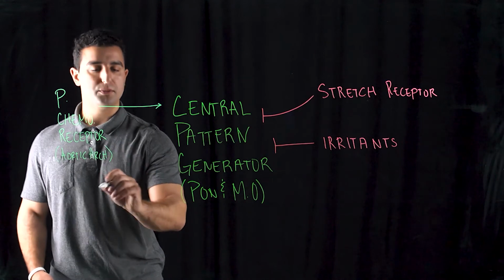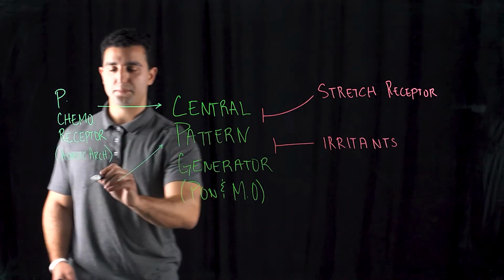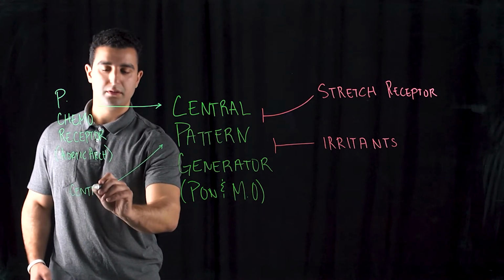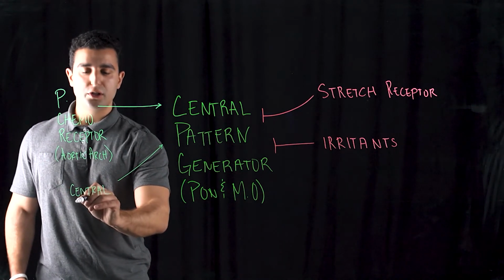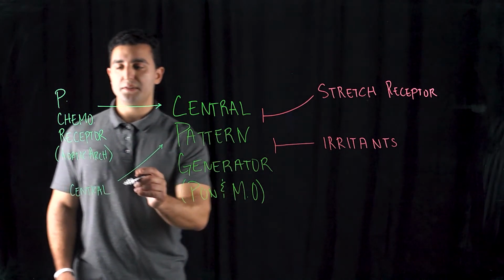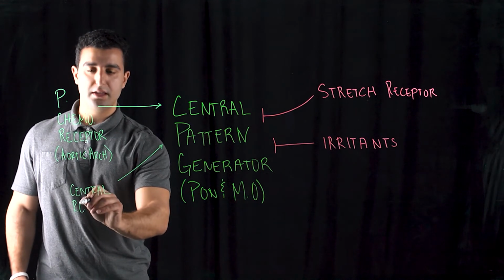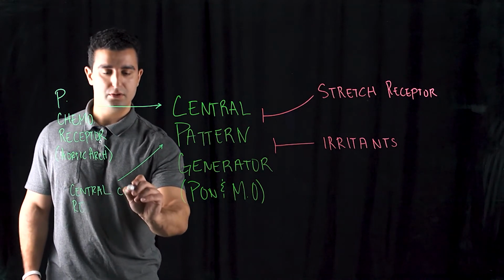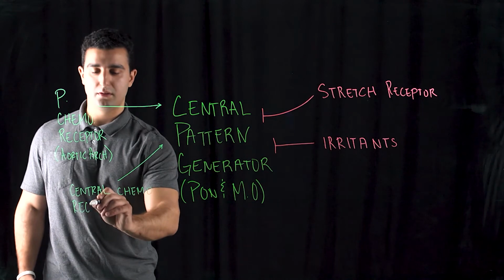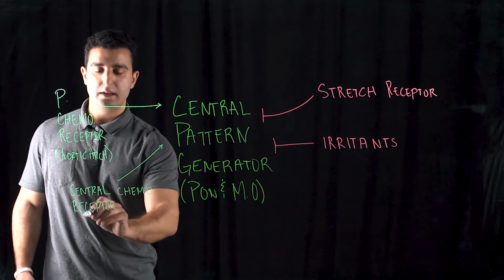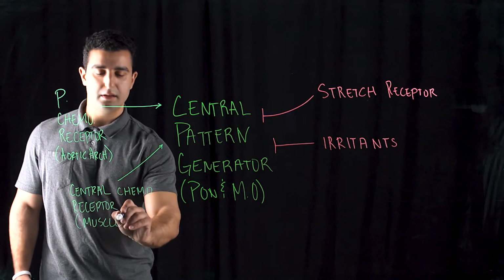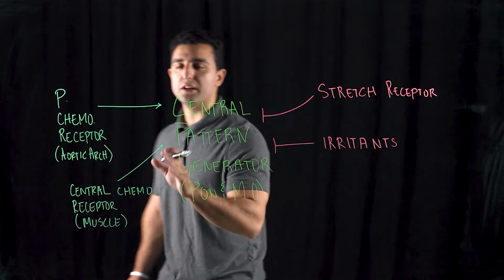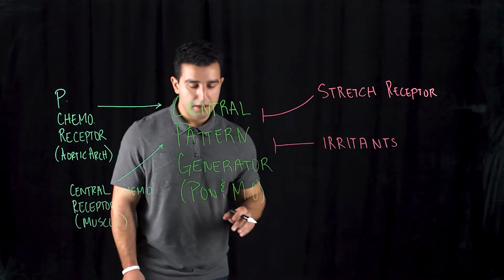Another type of chemoreceptor we have is the central chemoreceptors. Central chemoreceptors can usually be located in, for example, muscle tissues, any kind of systemic tissue. So these can, for example, be located in the muscles. And again, same stimulus: low pH or high partial pressure of CO2 leads to an increase in ventilation. What else do we have?